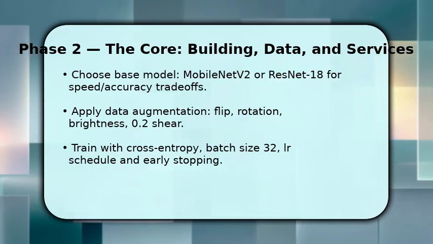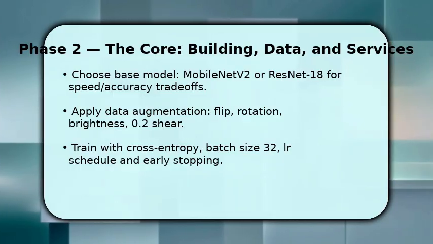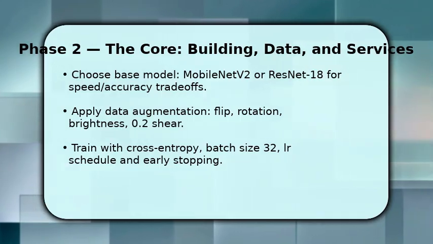Now you build and train. Instantiate a pre-trained MobileNet v2 or ResNet 18 as backbone, replace the head with a dense 2-class softmax, and freeze initial layers for a few epochs to stabilize learning.